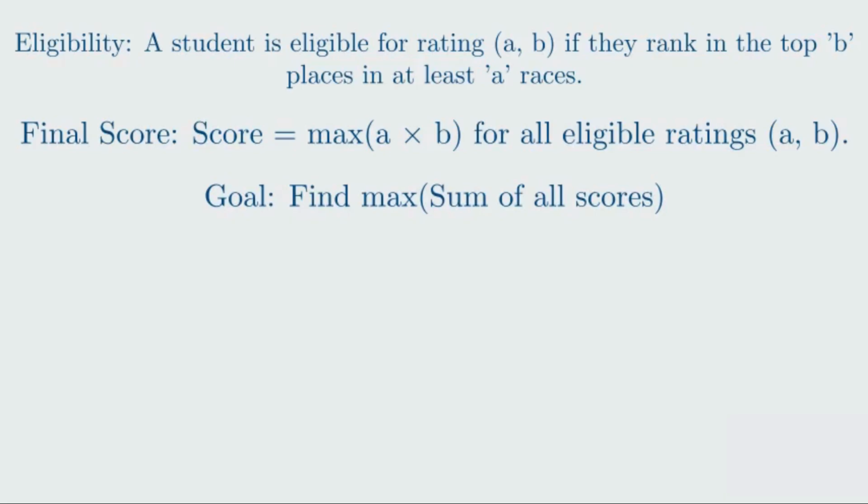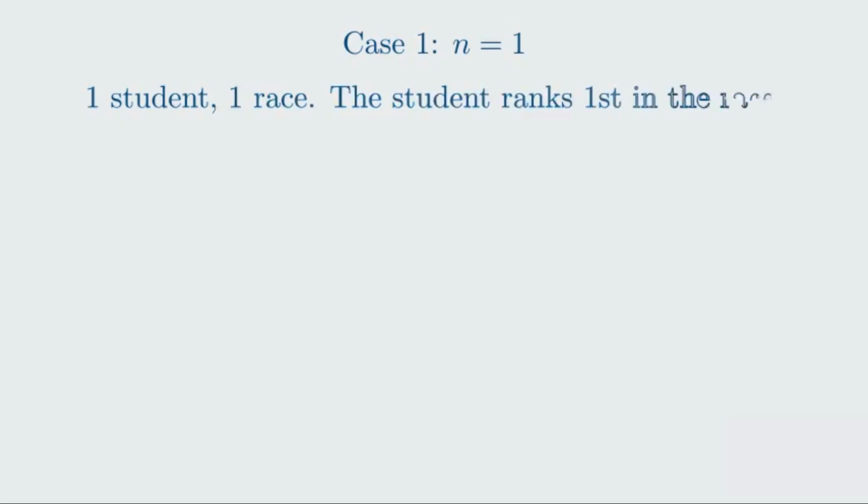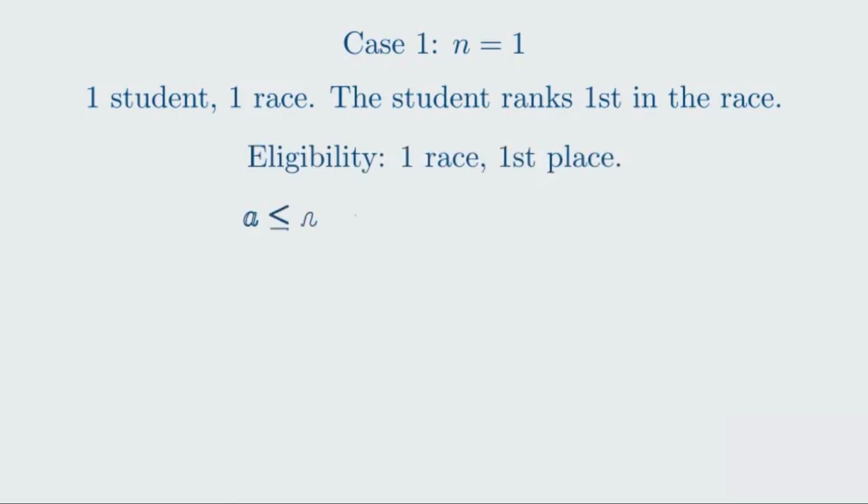Let's start with a simpler case to build intuition. Let's consider the smallest possible case, n equals 1. So we have one student and one race. The student must finish first in the one race. What ratings are they eligible for? Remember, A is the number of races, and B is the top positions. For A races in the top B places, we must have A less than or equal to n, which is 1. So A can only be 1. For the number of top places, B can be 1, which means first place, or B can be 2, which means top 2, and so on. Any positive integer B will include first place. Therefore, the student is eligible for any rating 1, B.